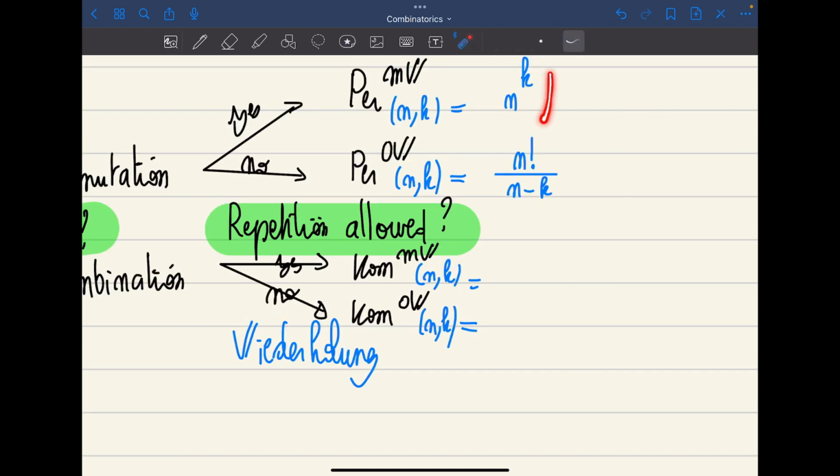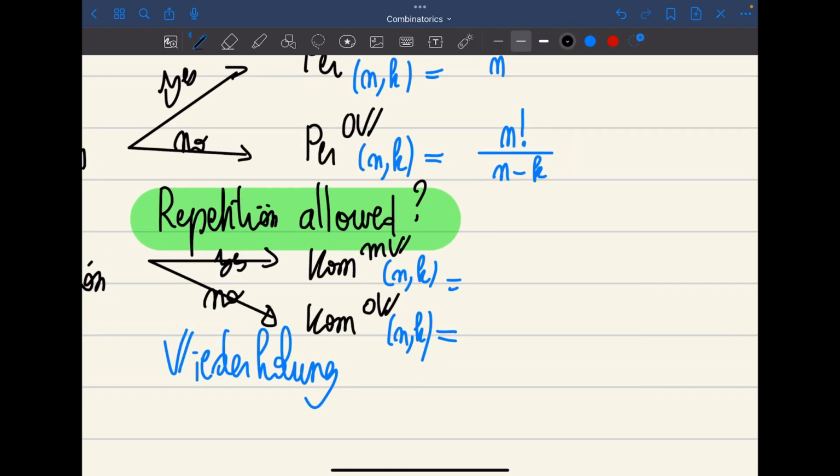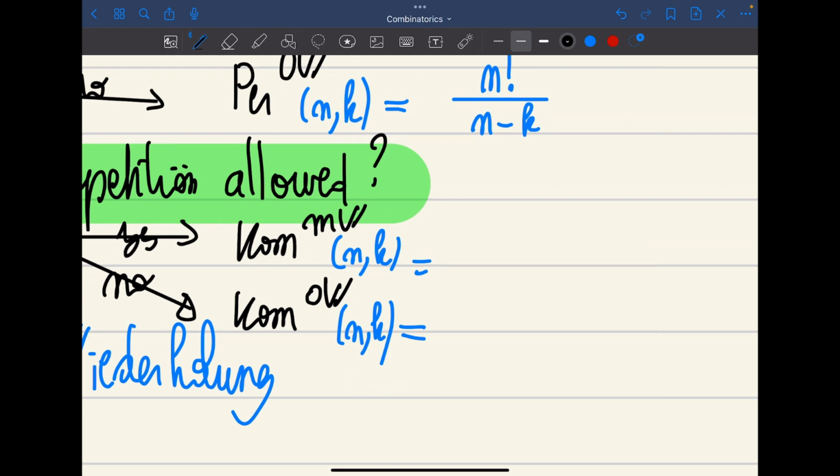These are pretty easy to understand, but you have to remember them. And then we're gonna see first combination ohne Wiederholung because it's easier to remember and to explain. Then the second one, combination mit Wiederholung, which is a bit more tricky to understand where it comes from.